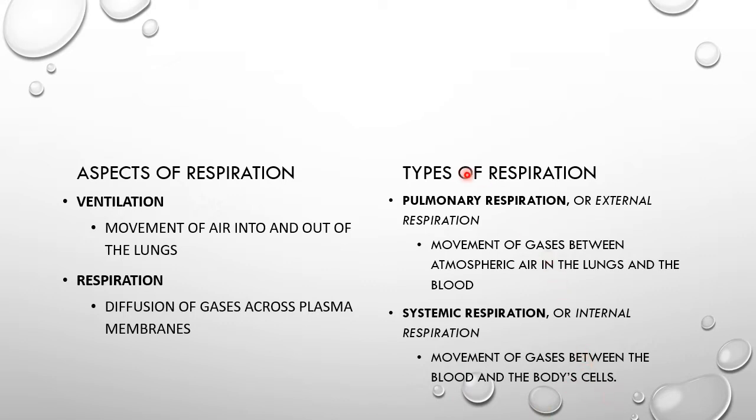So most likely, pulmonary respiration comes first. That's why it's external. It gets the air first from the environment, and then the gas diffuses into the blood. Once the gases are already in the blood, which is actually your oxygen, then the blood delivers it to every cell of the body. And that's what you call systemic respiration.